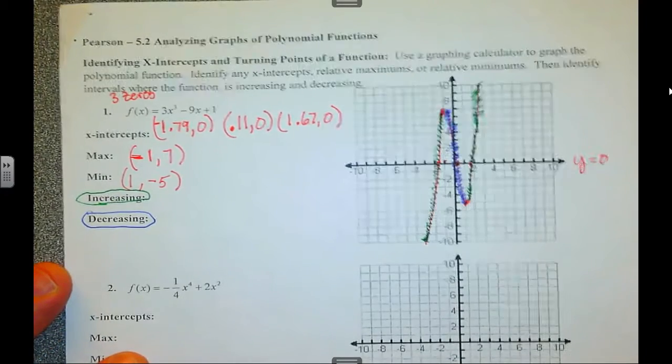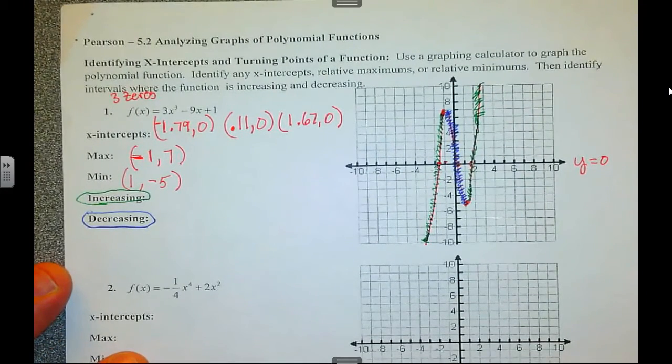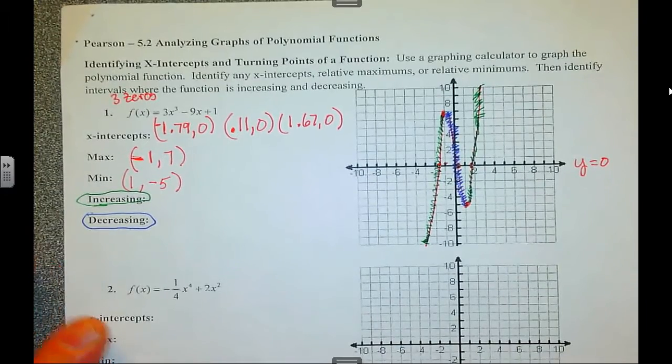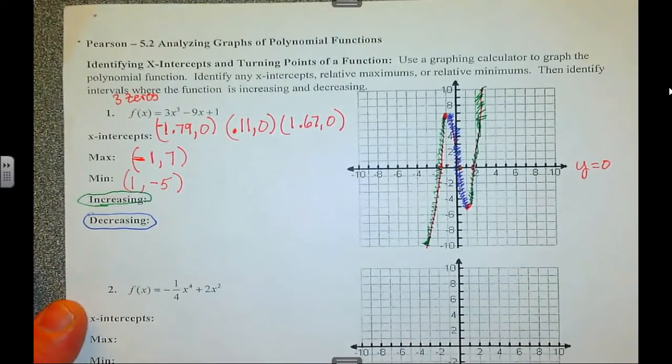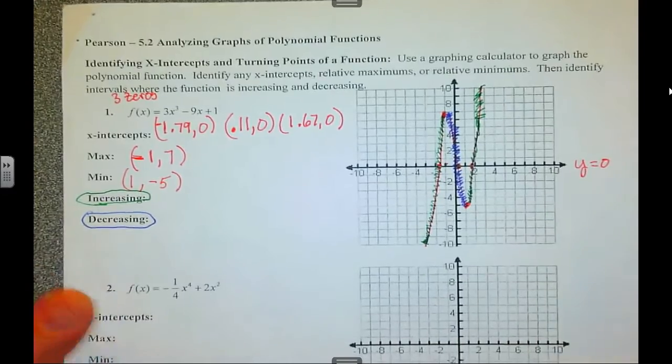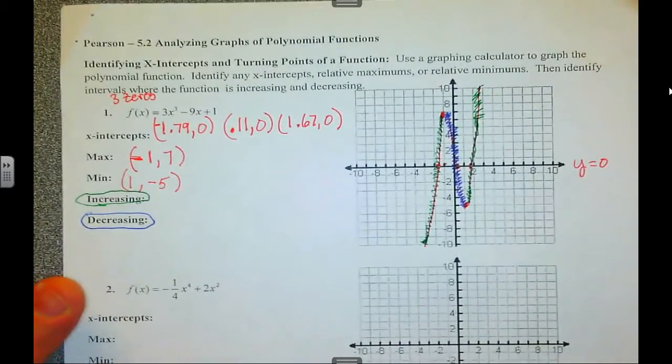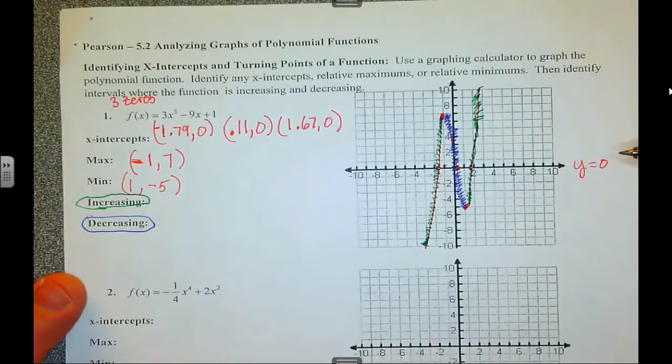Pretty cool, huh? Isn't that cool how you can analyze graphs? This is more like college algebra. All right. You guys don't seem too excited about this math stuff.